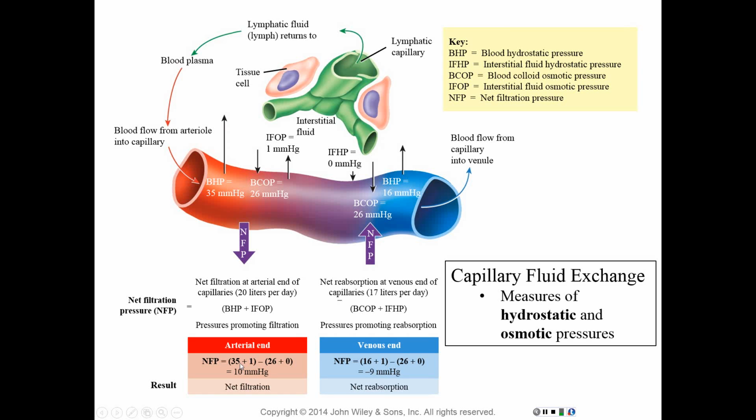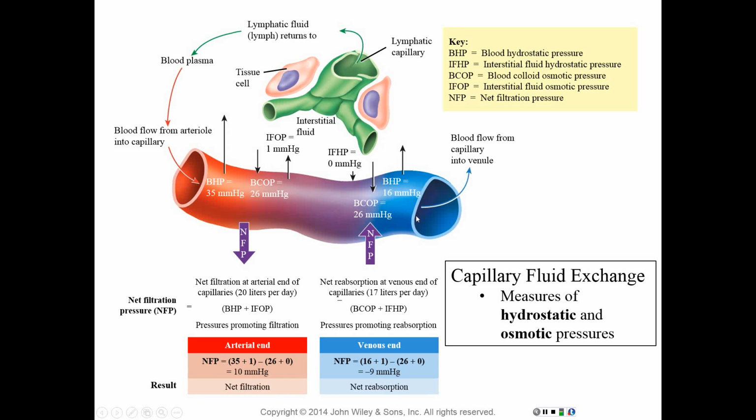That gives you 36. You subtract from that the blood colloid osmotic pressure, which is 26, no matter which end you're in, plus the interstitial fluid hydrostatic pressure, which is usually 0. You add those two together and you find the difference. So at the arterial end, we have a net filtration of 10 millimeters of mercury.